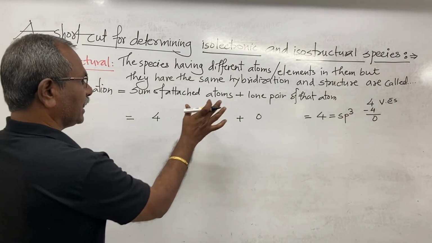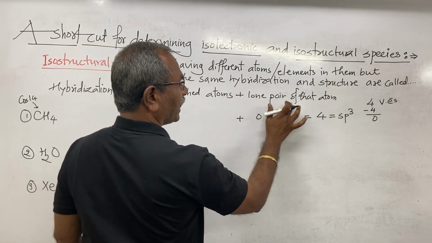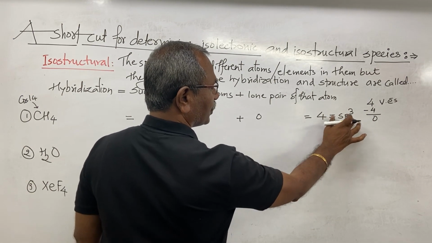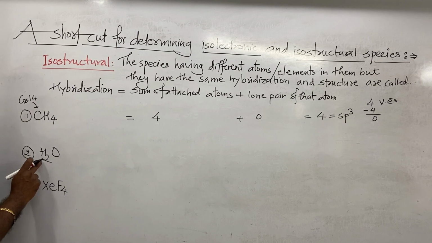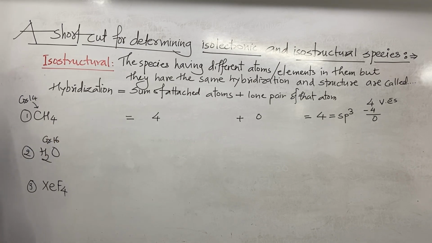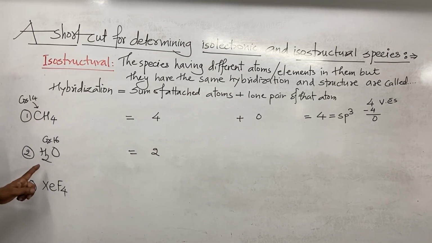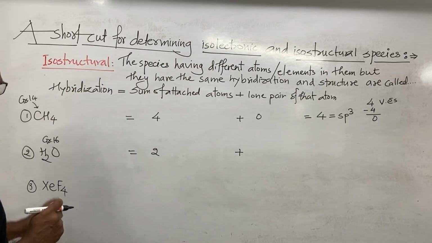So means if the sum of attached atoms plus lone pair is equal to 4, then the type of hybridization is sp3. Okay, now consider the second case. In second case is water, and here central atom is oxygen and it belongs to group 16. And in water molecule, the 2 hydrogen atoms are attached. Okay, then you have to calculate the number of lone pairs.